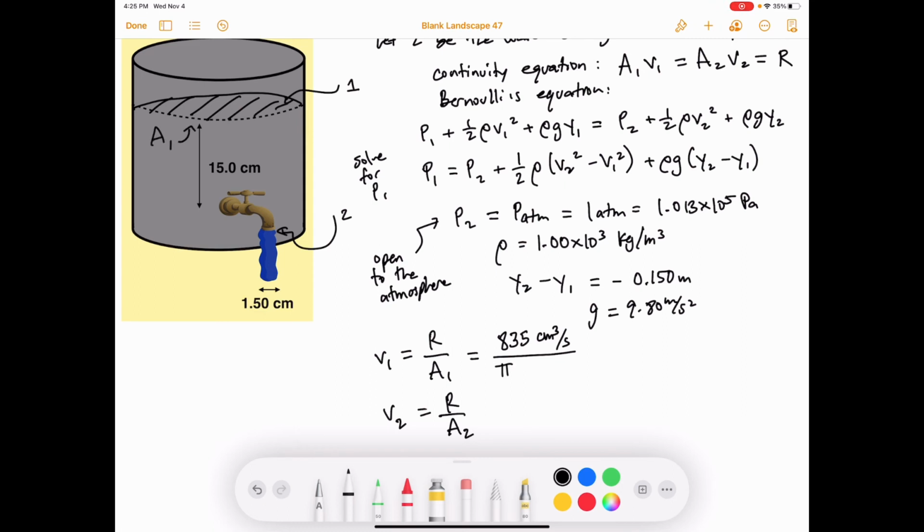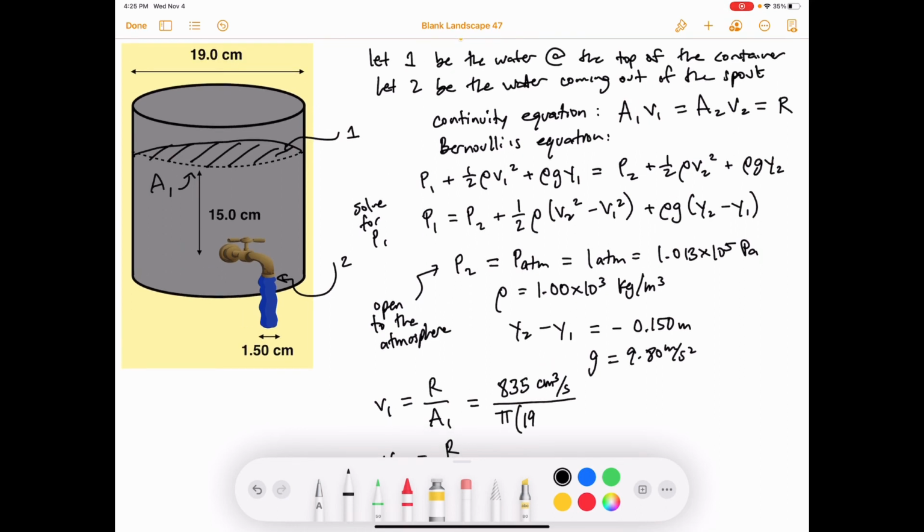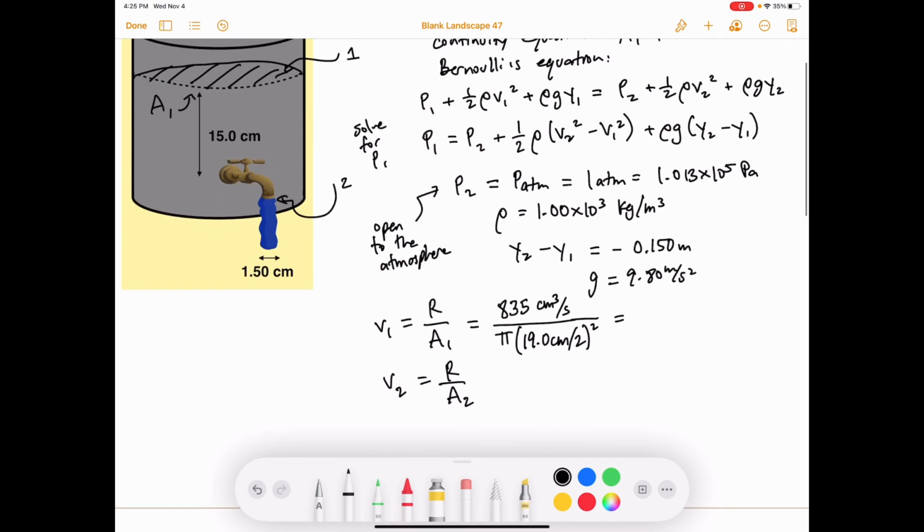So that would be pi r squared, or pi times the diameter over 2. 19 centimeters is the diameter, over 2, and then square that. So the units will end up being centimeters per second when we do this calculation. And for V1, you're going to get 2.945 centimeters per second. If we convert that to meters per second, that's 0.02945 meters per second. And then we'll keep 3 sig figs.